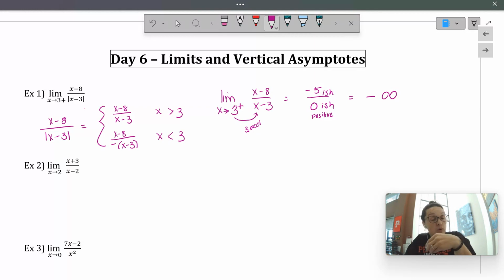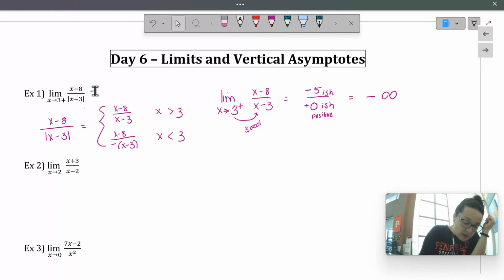You're not allowed to divide by 0. That's undefined, full stop. But if you divide by 0-ish, that you can do. If you take a number and divide by a really small number close to 0, it goes toward an infinity. In this case, I took a negative 5 and divided it by a positive 0-ish. Yes, I know those don't exist, but a negative 5 divided by something positive and close to 0 is going to get me negative infinity. Okay? So the answer to this initial limit is negative infinity.